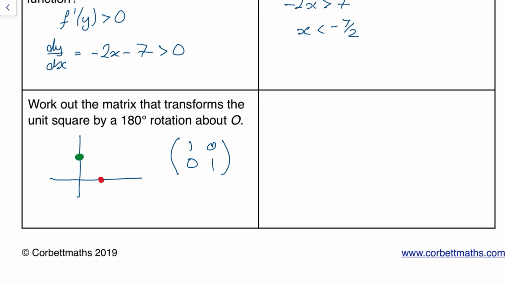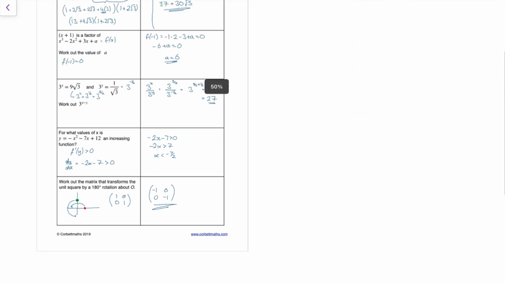Now, if I do a 180-degree rotation, doesn't matter whether it's clockwise or anti-clockwise, well, then that one's going to go to here and this one's going to go to here. In other words, the new values of A, so A was 1, 0 and now is minus 1, 0, and B was 0, 1 and is now 0, minus 1, and therefore that's my answer there. Nice little end to the day today.